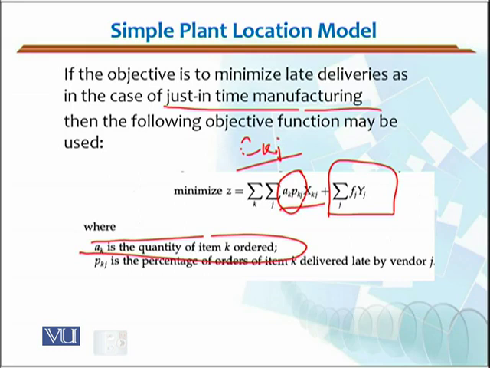यानी अगर मैं ये कहता हूं कि if it is P51, तो जो 1 है वो represent कर रहा है vendor को, and the 5 is item number. So the percentage of item number 5 being delivered by vendor 1. Similarly, we can have different values of numbers of PKJ. So just in time के अंदर we will be actually looking at this modification. So similar simple plant location model can be used, but it needs to be modified.